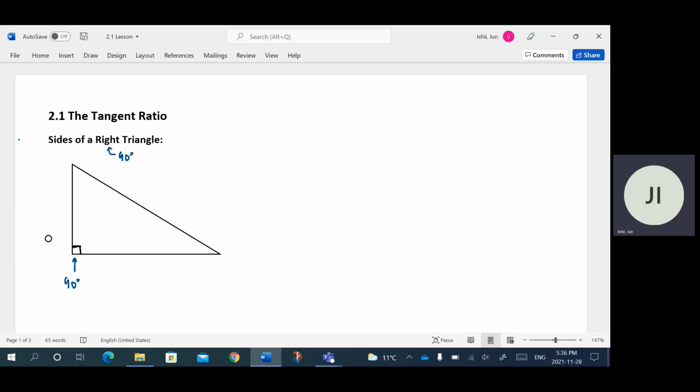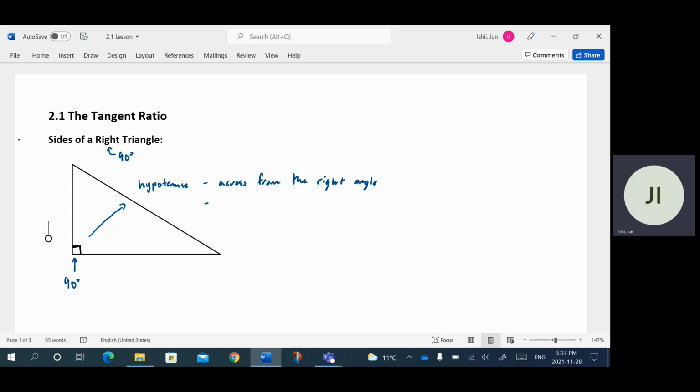So the first thing we want to do is label sides. The first side that's most important is the side across from the right angle, which is called your hypotenuse. This is the first side that you want to label. So always go across from the 90 degrees, and it is your hypotenuse. The hypotenuse is always across from the right angle.